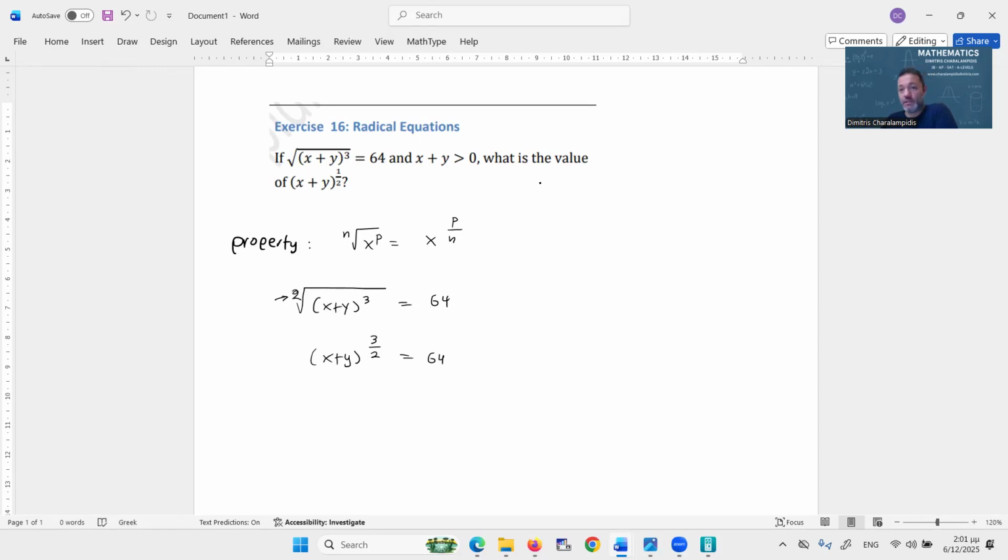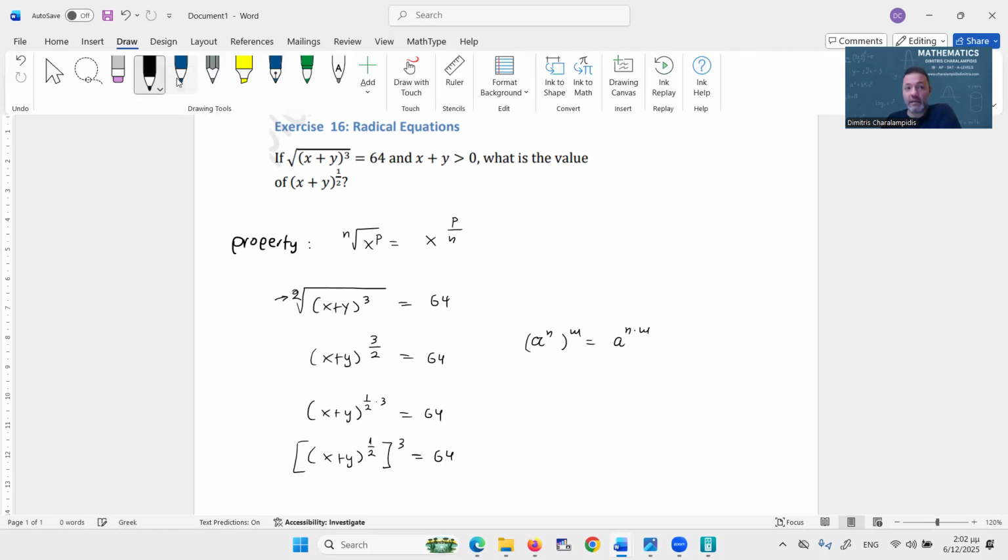Now, I'm going to use a second property of exponents that says that a to the power of n, and all that to the power of m, is the same as a to the power of n times m. This means that (x plus y) to the power of 3 over 2 can be easily written as (x plus y) to the power of 1/2 times 3 equals 64, which means that this can also be written as ((x plus y) to the power of 1/2) to the power of 3.